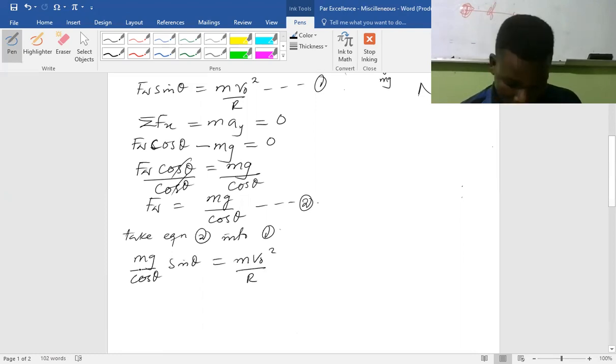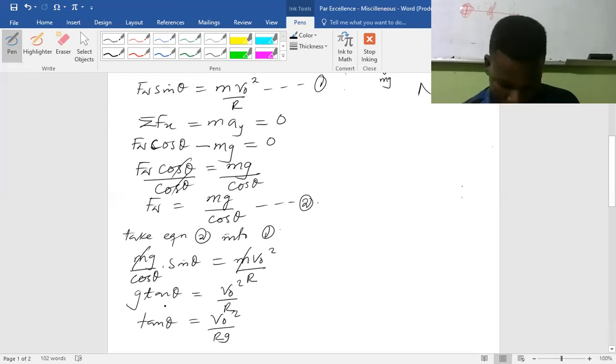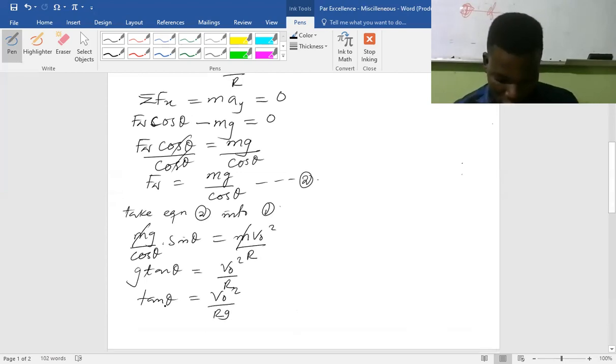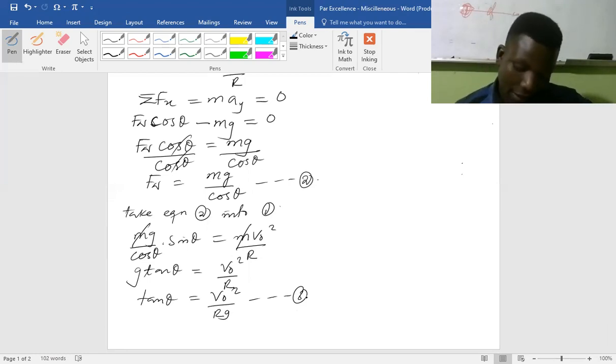We can see that m and m cancel, and here we have sine theta over cos theta, which is tan. So we have g tan theta equal to v naught squared over r, and we can have tan theta equal to v naught squared over r g. So that is the relationship, for question three, of the V naught when there is no friction force and the banking angle. Theta is the banking angle, and we have tan theta equals V naught squared over r g.